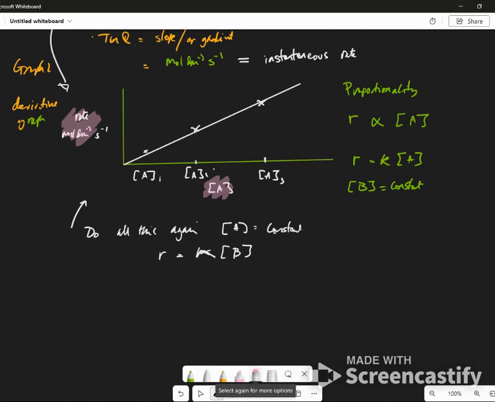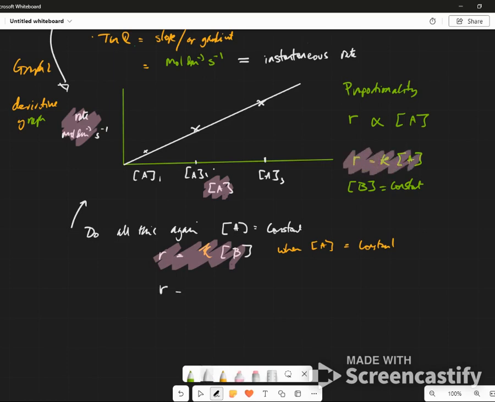Let me draw a nicer K. There. The rate is equal to KB, and this is only when A is constant. Now I can combine these two equations, and I can say the rate is equal to, let me call this K1 and this K2, K1 times K2 into A times B. A constant times a constant, believe it or not, is another constant. So we get the full rate equation there.